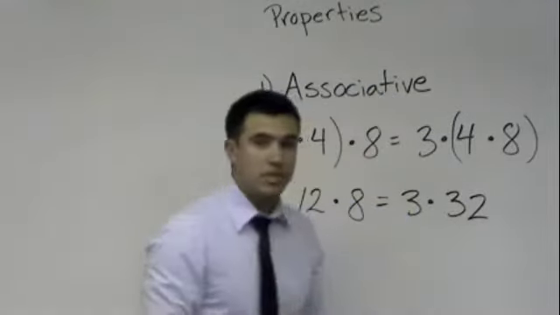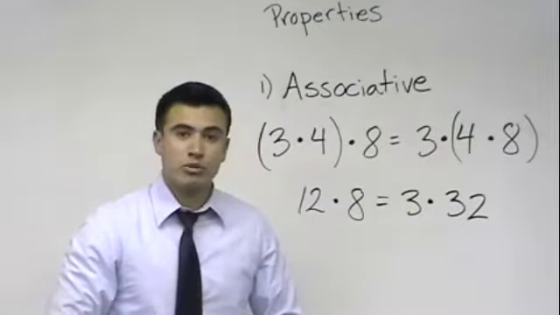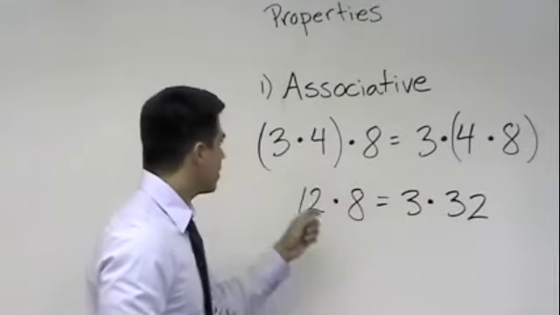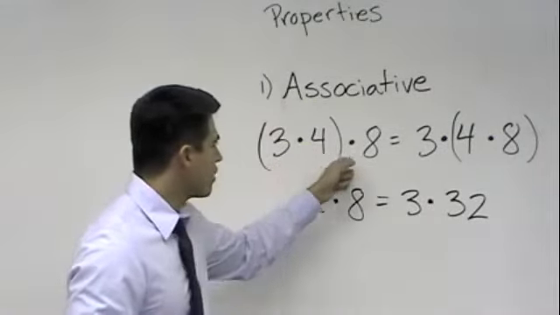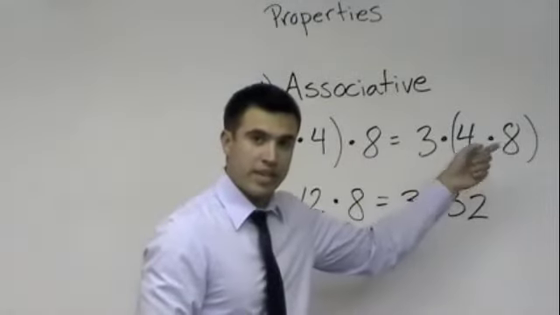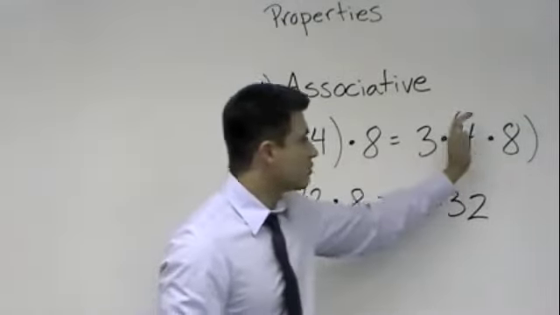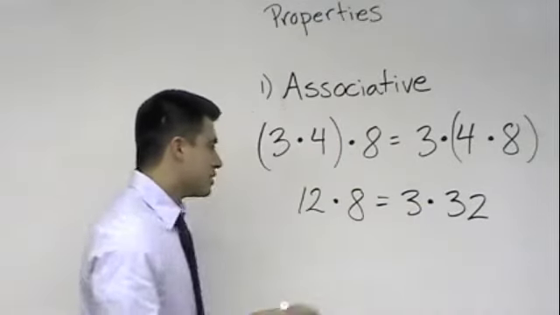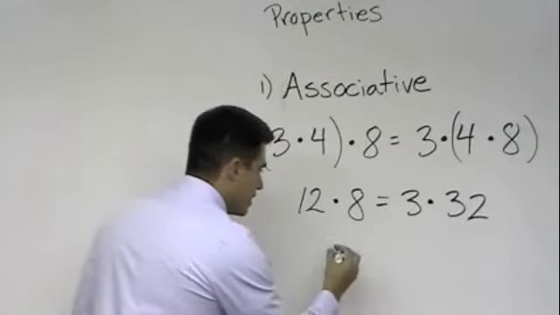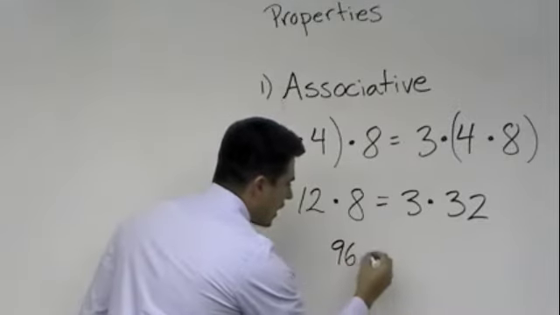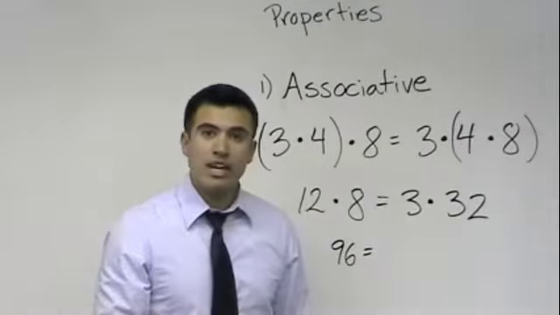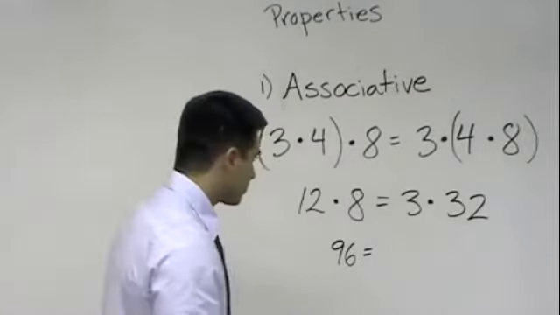Now, for it to be completely associative property of multiplication, the answers have to equal each other, and the numbers have to be the same. 3, 4, and 8 is the same as 3, 4, and 8 on this side. The only difference is the parentheses is placed in a different place. So, 12 times 8 is 96. Now, I didn't show the work because I do expect you guys to know that by now, and if you don't, I would encourage you to go back and practice your multiplication tables.